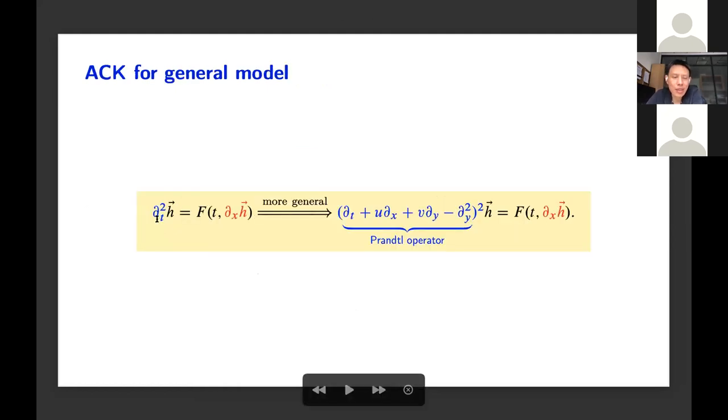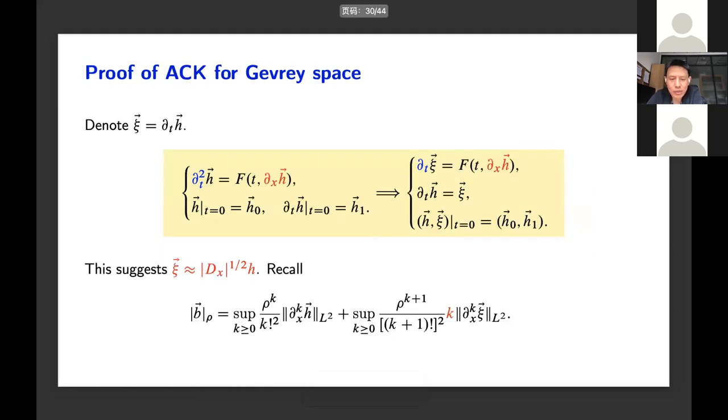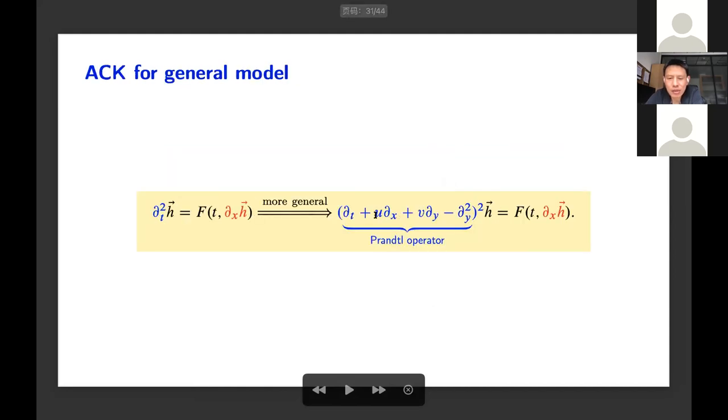Of course, we can generalize to a more general case. That means we replace this DT square by the square of the linear Prandtl operator. Since we only take the energy estimate, there is no additional difficulty for the convection term, because after integration by parts this term disappears. And the diffusion terms give a good sign, a positive sign on the left side. So there is no additional difficulty, just replace DT square by this operator. The right term is the same. So we lose one order derivative of this one.